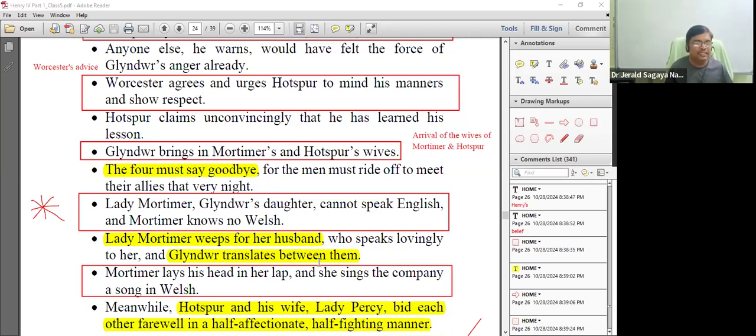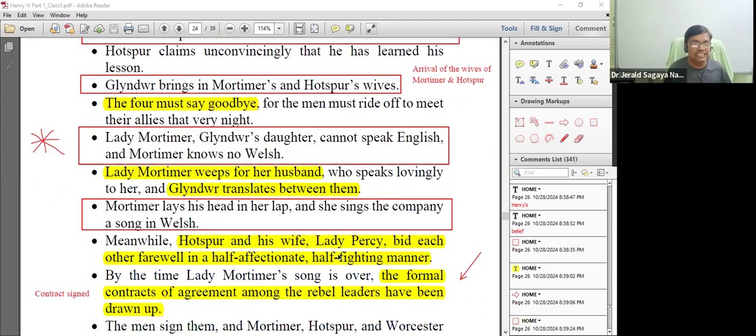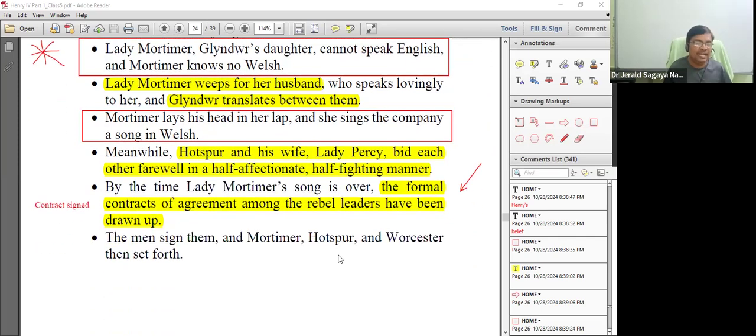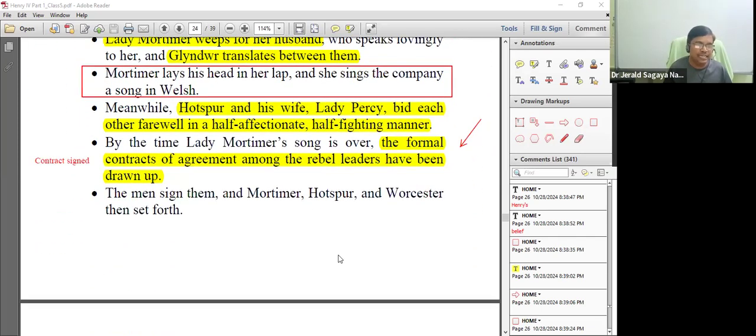He acts as mediator, and you find that Lady Mortimer is actually singing a Welsh song to Mortimer, and she makes Mortimer lie on the lap, and she is trying to soothe him and motivate him. After the song of Lady Mortimer is over, all the allied forces come together and the rebel leaders sign a contract of agreement as to how to split the kingdom among themselves.